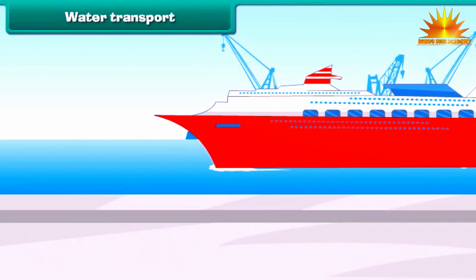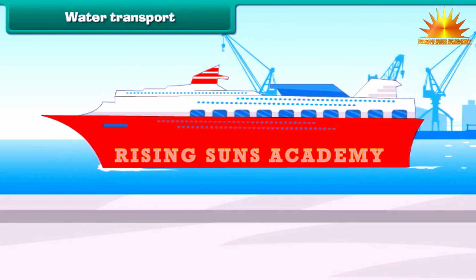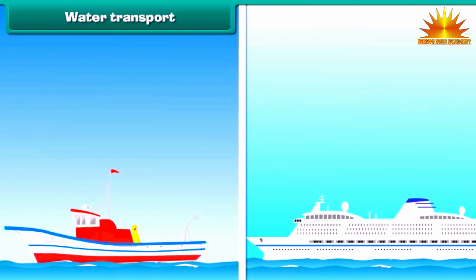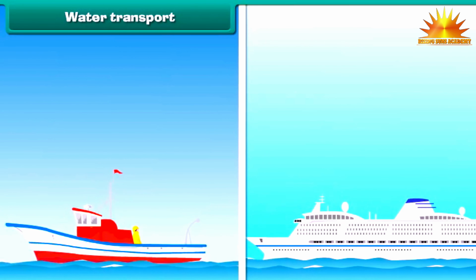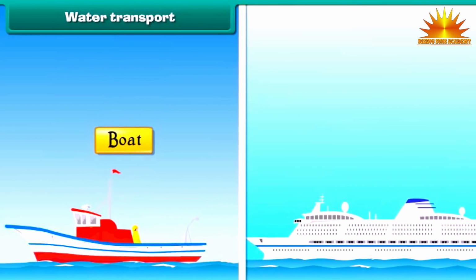Water transport. The movement of goods and passengers on water is called water transport. Goods and passengers are carried from one place to another, both within and outside the country, by means of boats and ships.